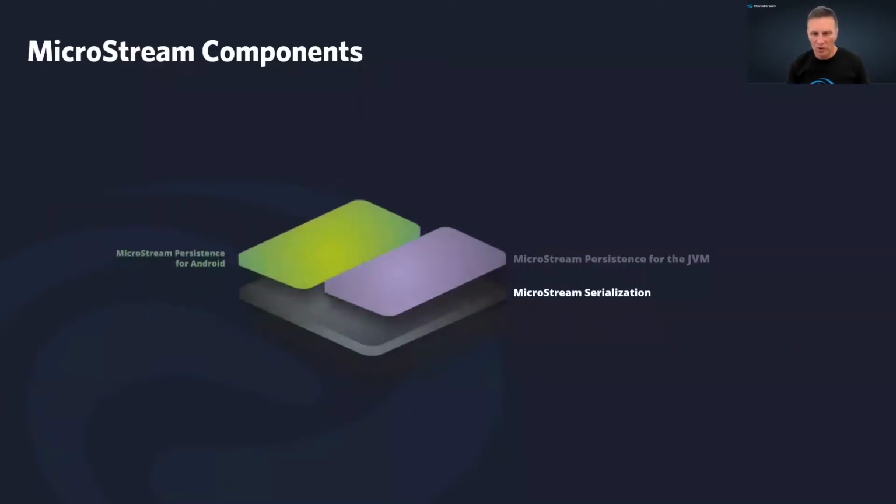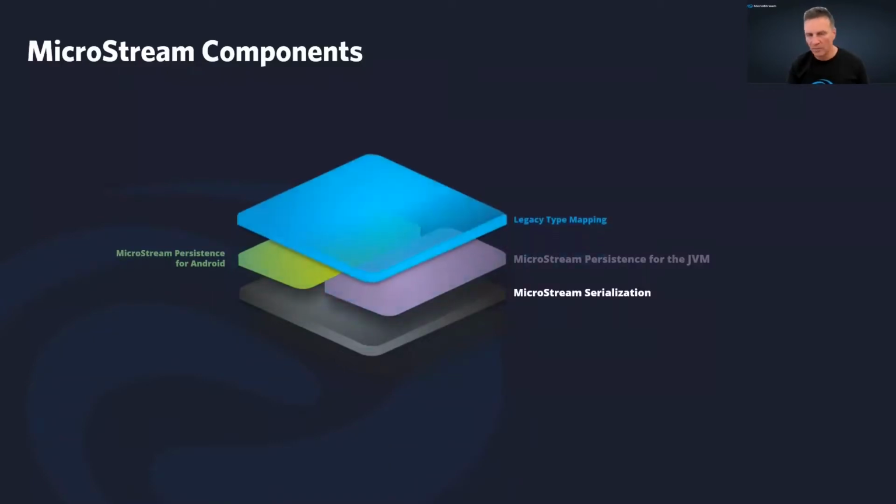We have an implementation, of course, for the JVM and an implementation for Android. It's completely the same API, the same library, optimized for running on Android devices. We care for class changes, so we have a so-called legacy type mapping. It manages class changes automatically at runtime, and many other things.